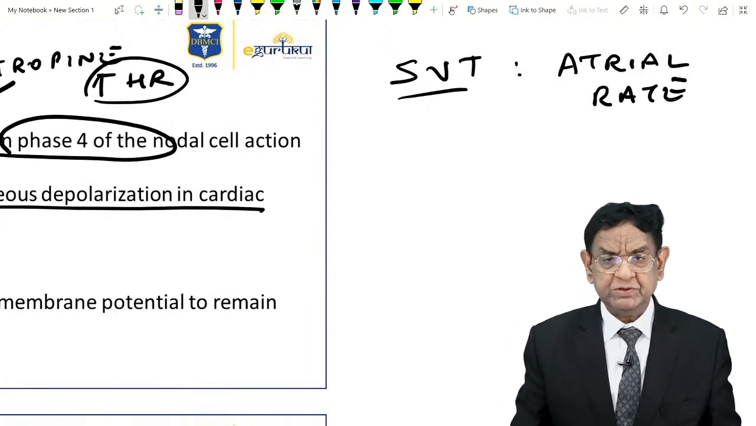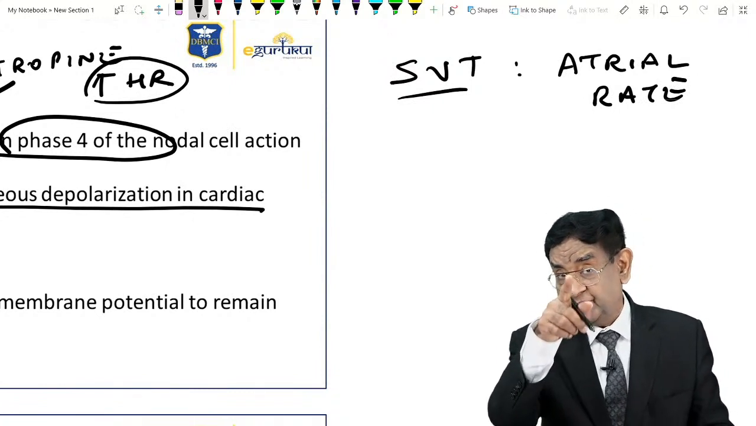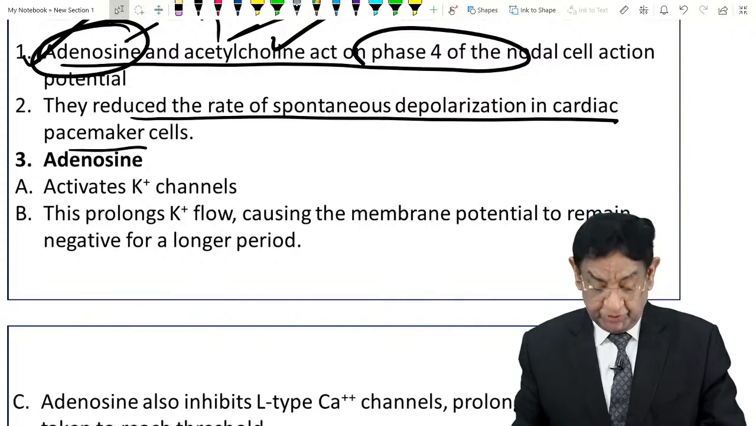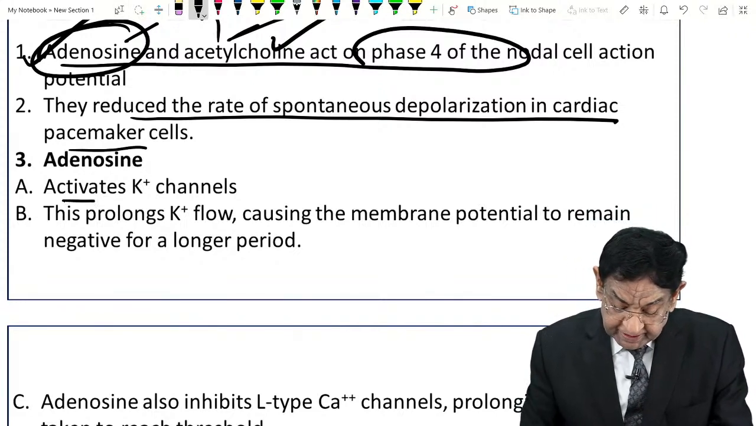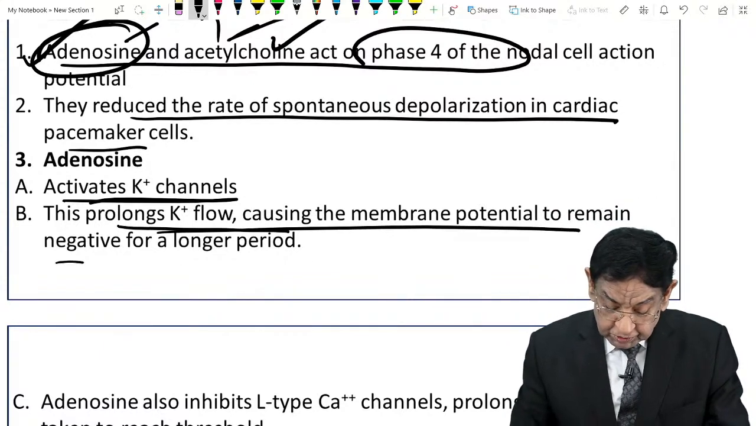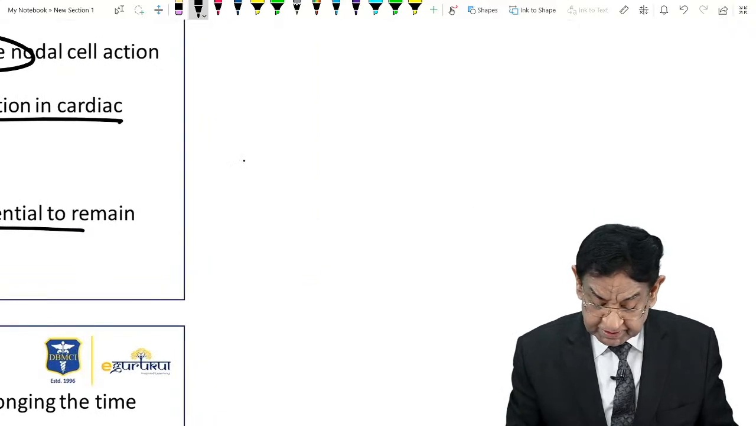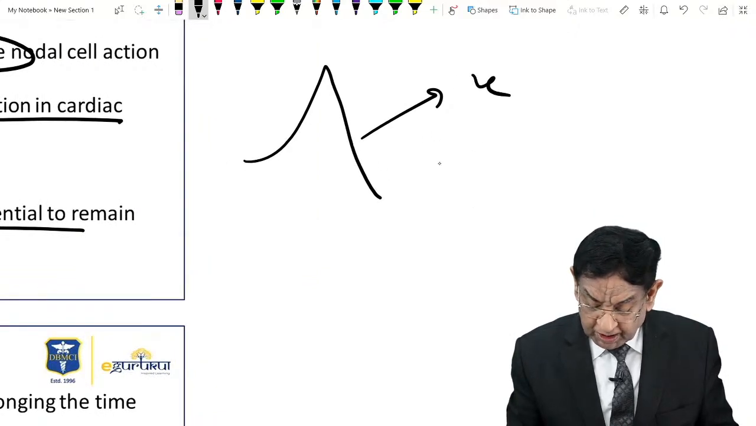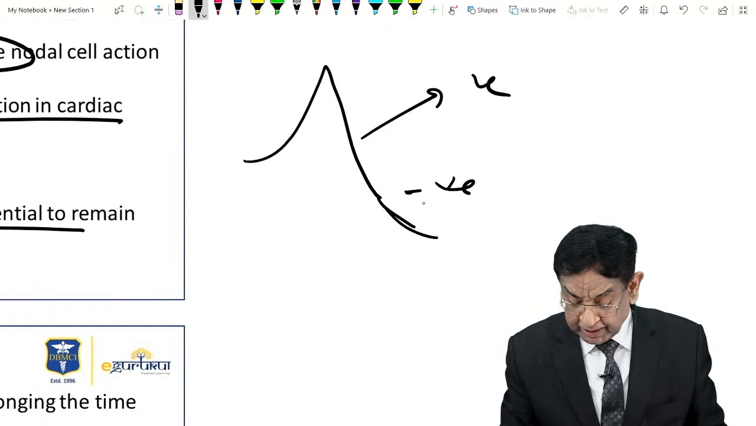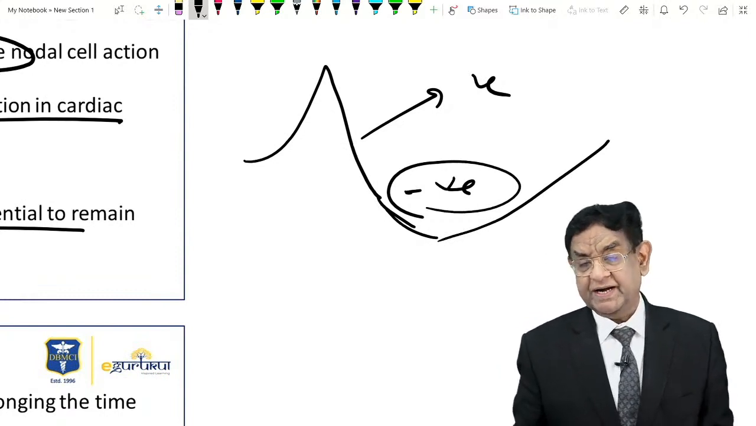So we use adenosine, which acts transiently, so it slows down the heart rate by acting at what phase? Phase 4. Agreed? But not only that, it has some other beautiful action. It activates the potassium channel and prolongs phase 3. That means it lets potassium go out, more and more potassium goes out. That means it will remain negative. Definitely, more and more potassium going out will make it more and more negative. More negative will again slow down the next phase of the cardiac cycle.